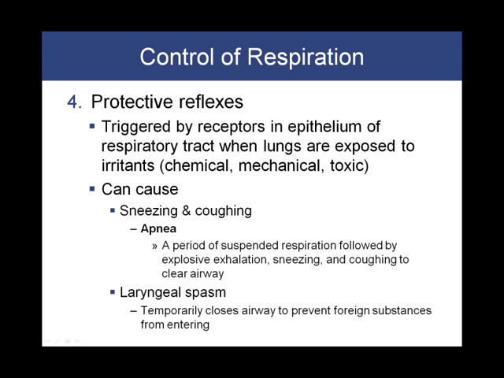Protective reflexes. If you're exposed to some irritant, whether it be chemical, mechanical, or toxic, if your respiratory tract is exposed to some sort of irritant, that can cause protective reflexes. Some of those include sneezing and coughing. Sneezing and coughing both involve apnea. Apnea is suspended respiration. Also, laryngeal spasm. Remember, the larynx has the glottis, and the glottis can close to close off your lower respiratory system, close off the airway so that foreign substances don't get in.